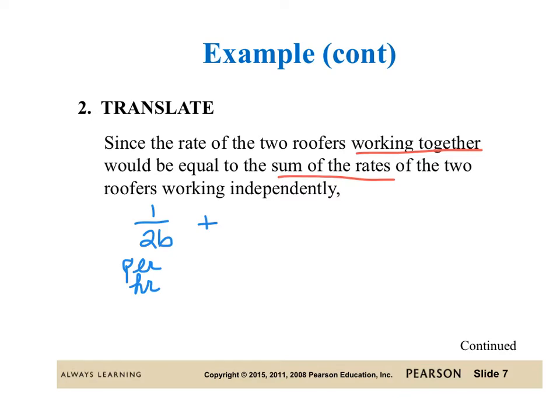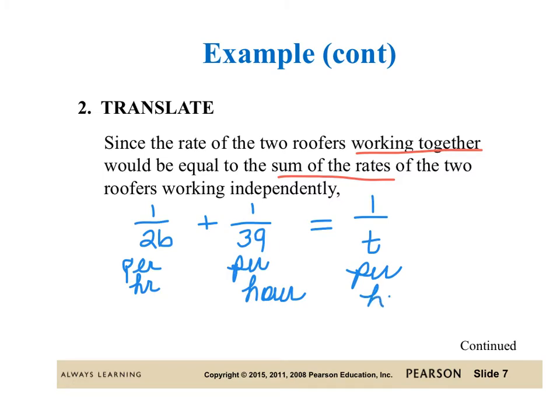Whereas the inexperienced roofer can do 1/39th of the job per hour working alone. But here they're working together. So you add their two rates, and when we add their two rates together, that should give us 1 over t, which is the total time that the job needs to be completed in. So they can do 1 over t of the job per hour working together.